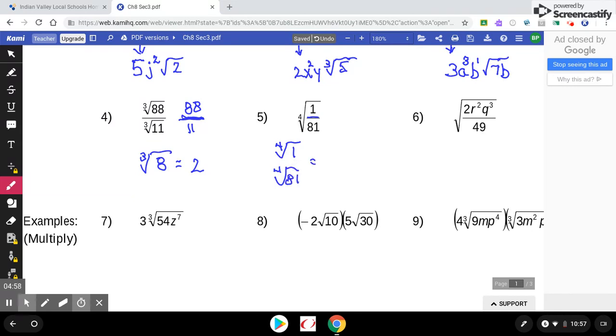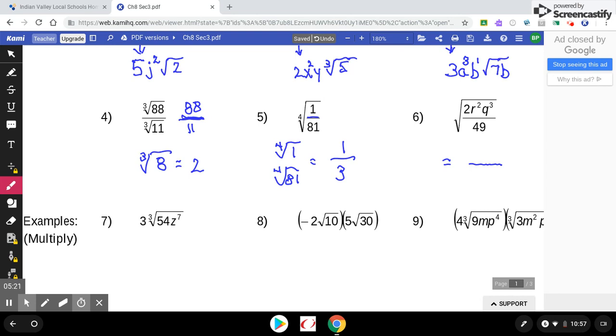Well, the fourth root of 1, what number times itself 4 times would be 1? It's 1. And if you weren't sure, you can always try a calculator on the fourth root of 81, and it does come out even. If it didn't, we would have had to do a factor tree. But the fourth root of 81 is 3. 1/3, done. So I'm going to try the same idea here with number 6.